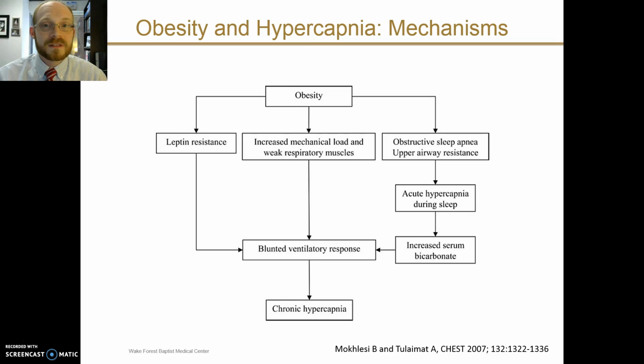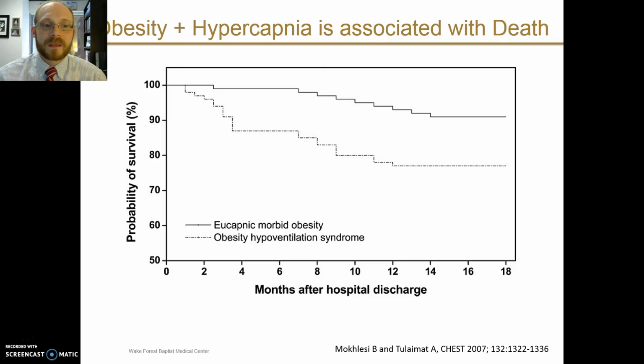Chronic hypercapnia is not a good thing. Very briefly, you can see in this graph, obesity patients that also have hypercapnia are significantly more likely to be dead after a hospitalization when followed over time. You can see the probability of survival significantly different between those patients with obesity that are eucapnic and those that have hypercapnia with obesity or the obesity hypoventilation syndrome.